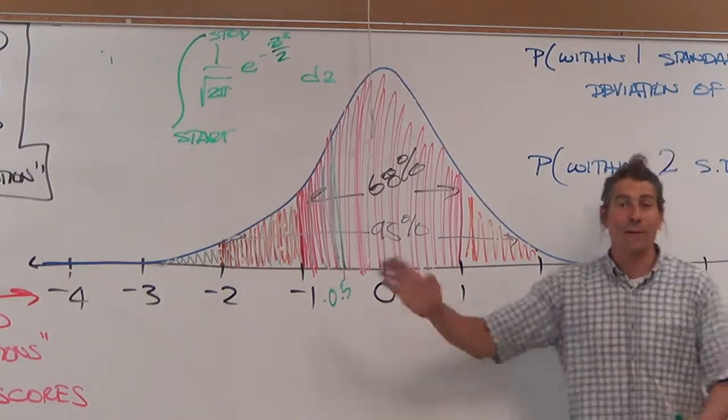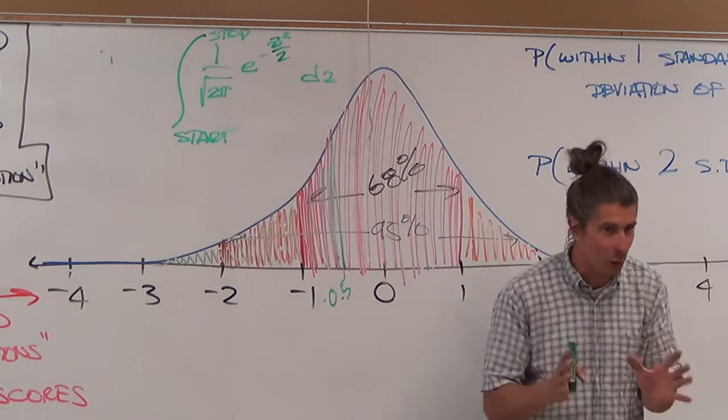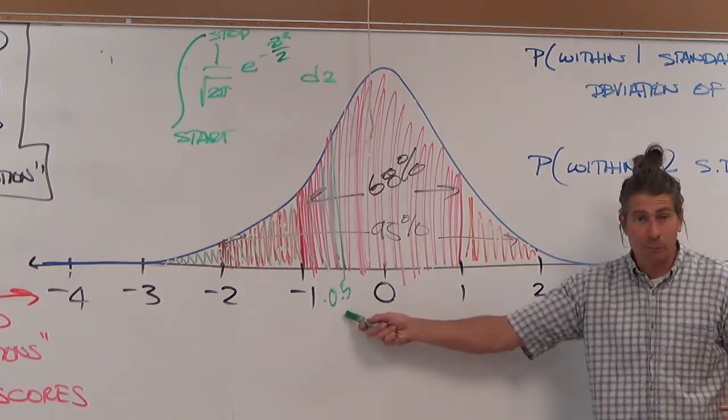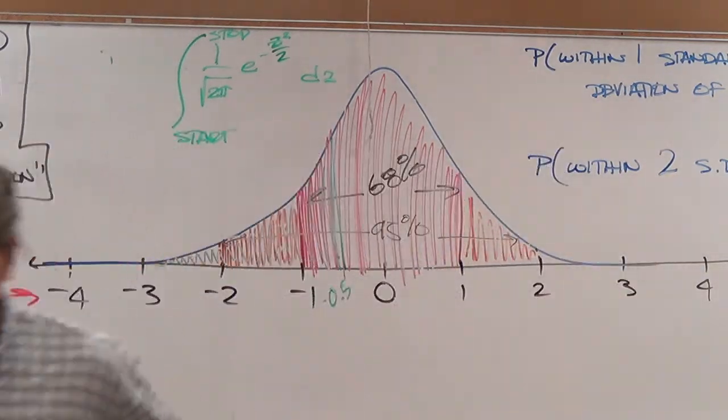It's -0.5 or below. Some of you are thinking, why would you want to know that? Don't worry, there's a reason why you want to know this. I'm just going to get the mechanics down first before we do the applications. -0.5 or below. It's still a forwards problem. Go back to your TIs, it's still a forwards problem. But now it's a shade left.